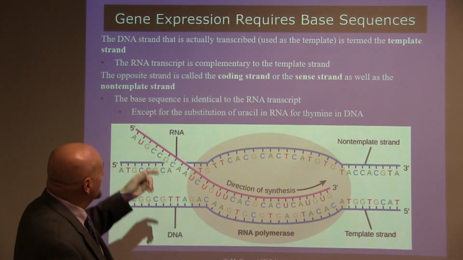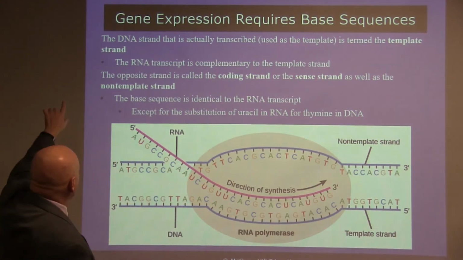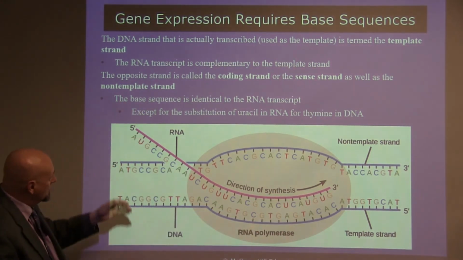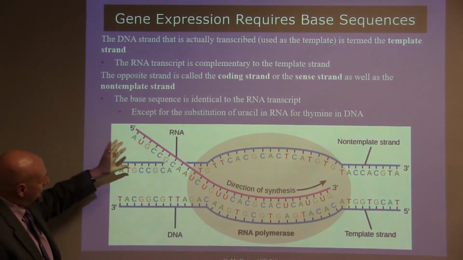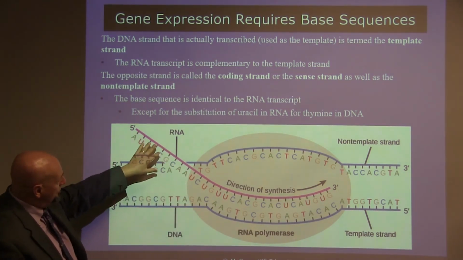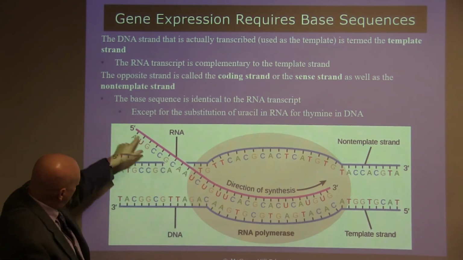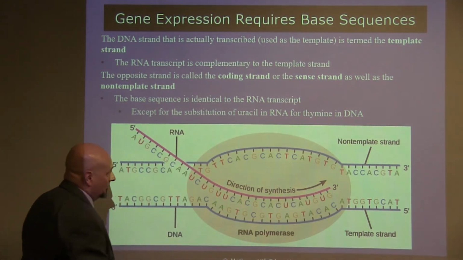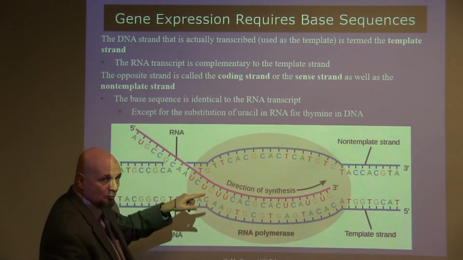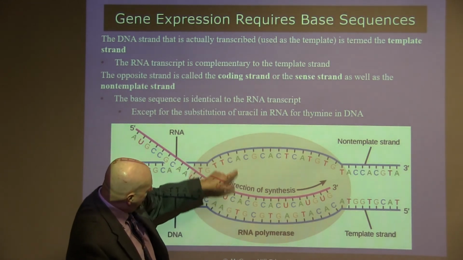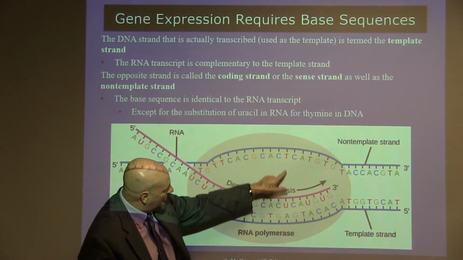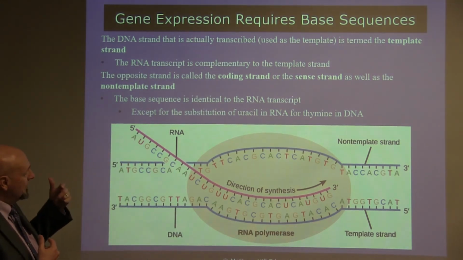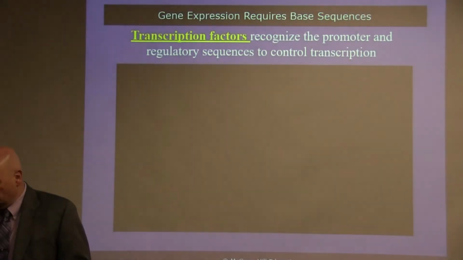Now, gene expression basically requires the base sequences to do this. So the DNA strand that actually is transcribed is turned into the template, as I mentioned before, and the RNA transcript is going to be complementary to that template strand, meaning that this is going 3' to 5', it will bind to it in that particular fashion. The non-template strand, as pointed out in that video, is actually a copy of that with just the thymine being replaced by the uracil. So with that, they're pretty much the same on that particular one.